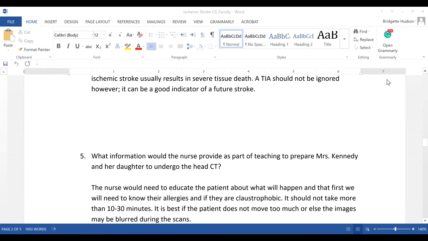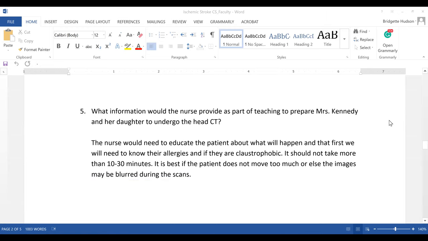It shouldn't take more than 10 to 30 minutes. It is best if the patient doesn't move or else the images will be blurred. So those are the key things we want. We want to make sure that they understand because they are going to go through this little donut hole. And people really start to freak out about CT scans.